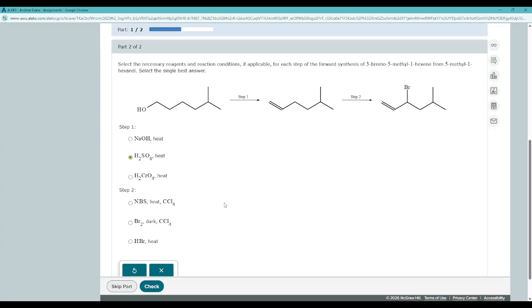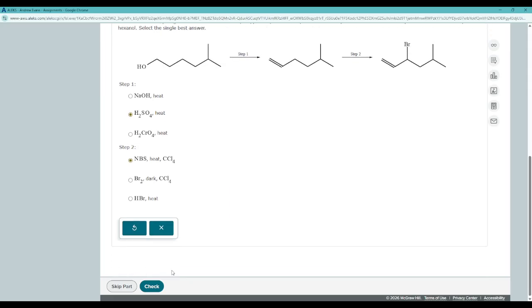Now, we want to brominate, and we want to make sure it adds only at the allylic position. So we need something that's not going to add across the double bond. We want something very, very mild. So our very mild option is NBS, our mildest radical mechanism.